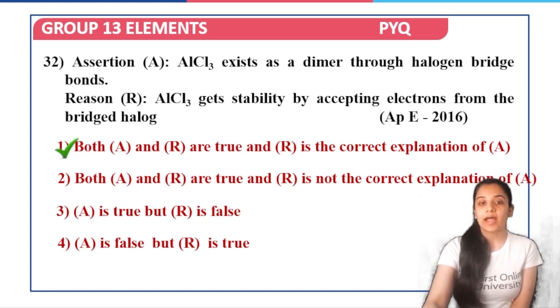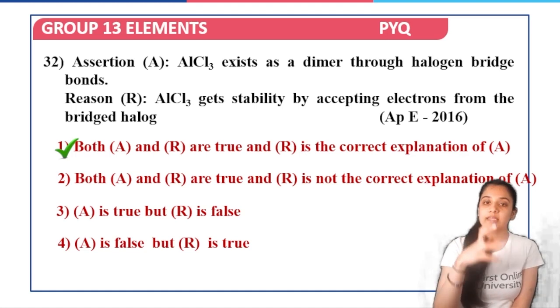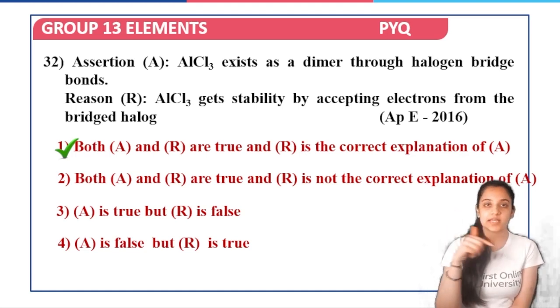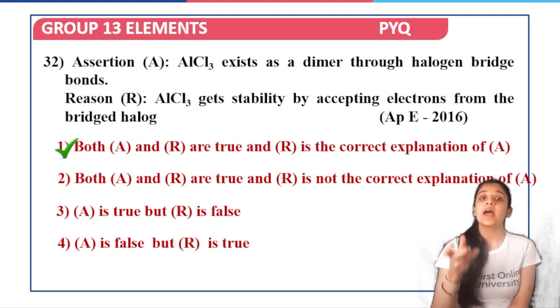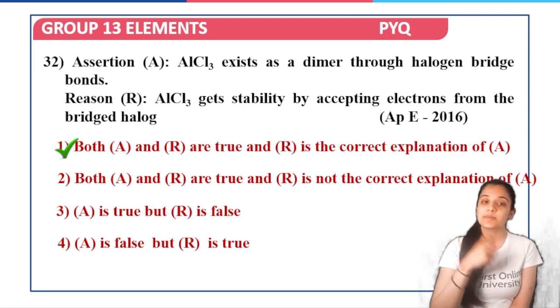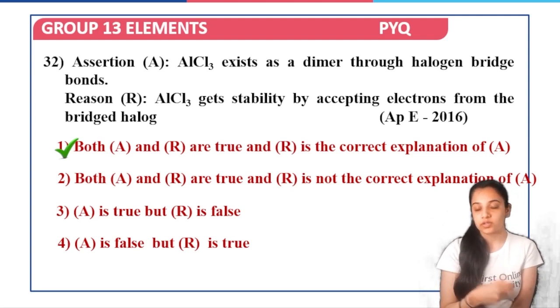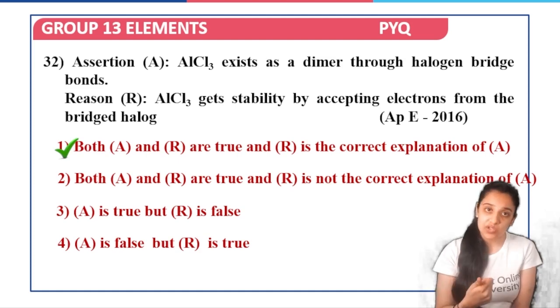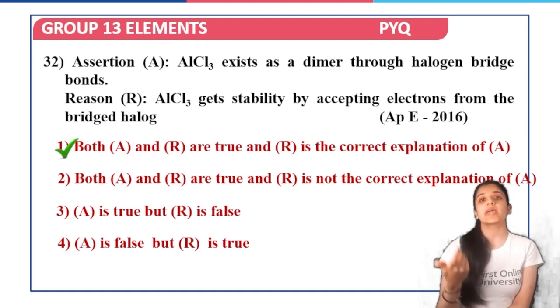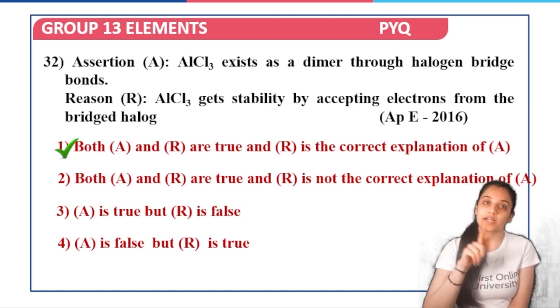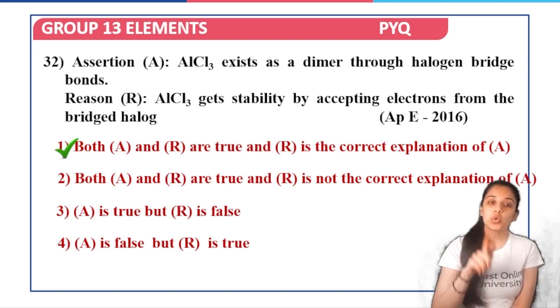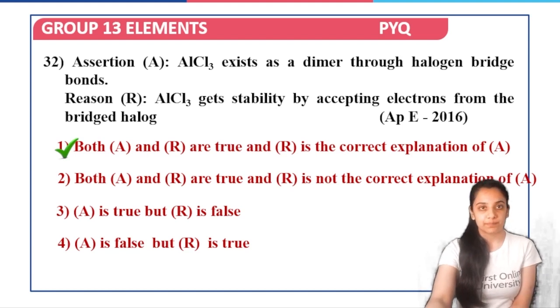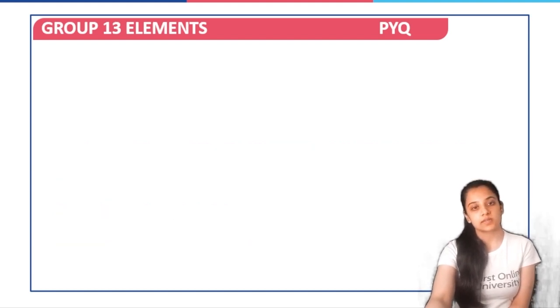If we look at this, we see that AlCl3 exists as a dimer because it has halogen bridges. That's correct. And AlCl3 is getting its stability by accepting electrons from the bridged halogens. That is also correct. And that is why AlCl3 exists as a dimer. That is also a correct fact. So A is correct, R is correct, and R is the correct reason for A. So option 1 is the correct answer.